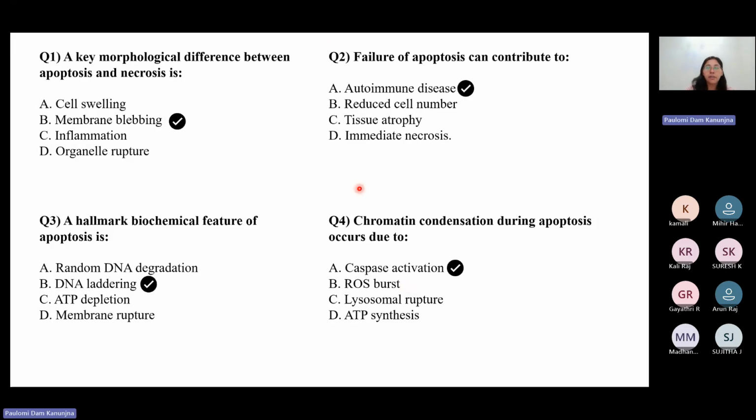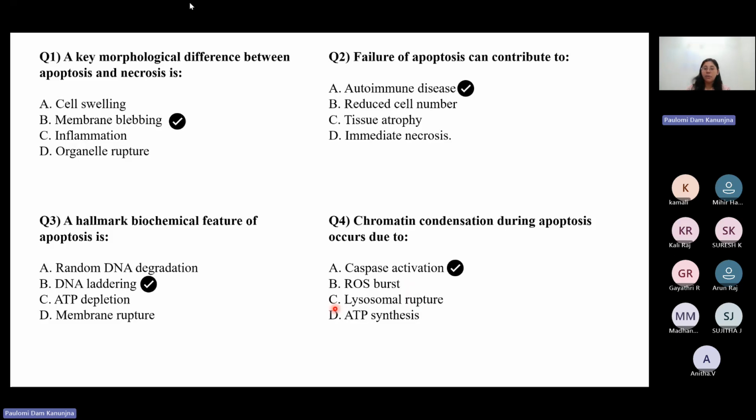So B, A and B, and I'll tell why B, and I know why you have written C also. So the first question says a key morphological difference between apoptosis and necrosis. Morphological difference is basically something that you observe in the structure of the cell, right? So apoptosis shows membrane blebbing, right? So these protrusions without membrane rupture. Necrosis shows swelling and rupture with inflammation. So when you are observing under a microscope for morphological phenotype, what you will observe is an apoptosis cell will have these blebbing and the necrosis ones will not have.